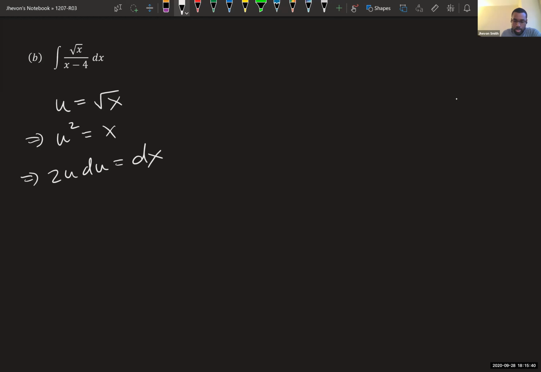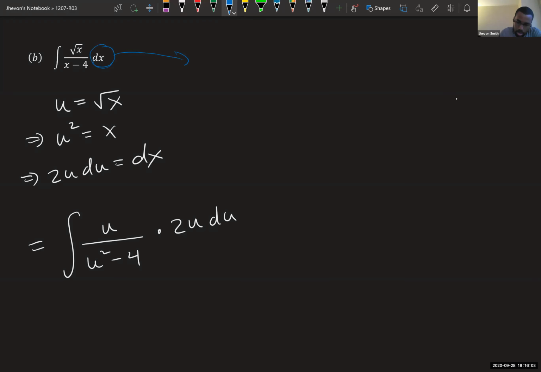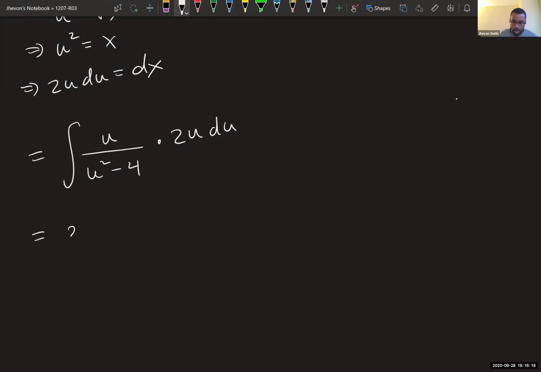So your dx becomes 2u du. Your radical x, well, that's u. And your x is actually u squared when you plug everyone in. So this part here becomes your 2u du. This part here becomes your u. And this part here becomes your u squared. So now you actually end up with 2 times the integral of u squared over u squared minus 4.